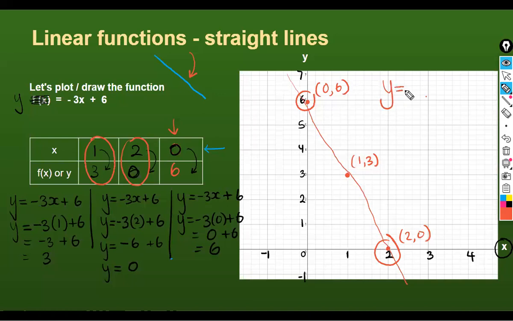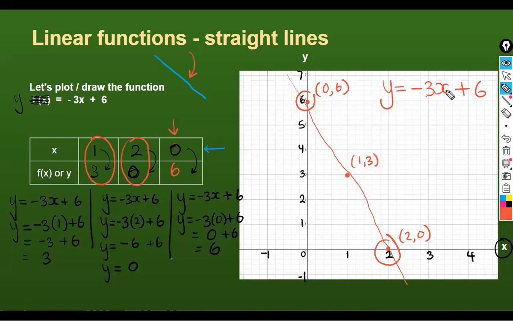Let's write back the equation here: y = -3x + 6. Without looking back in your notes, whenever you want to figure out where it cuts the x-axis, do you replace the y with 0 or the x with 0? See if you can jog your memory a little bit.